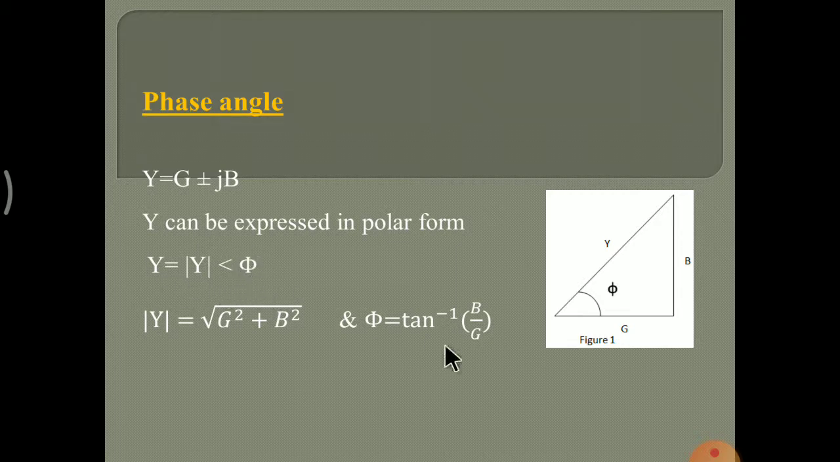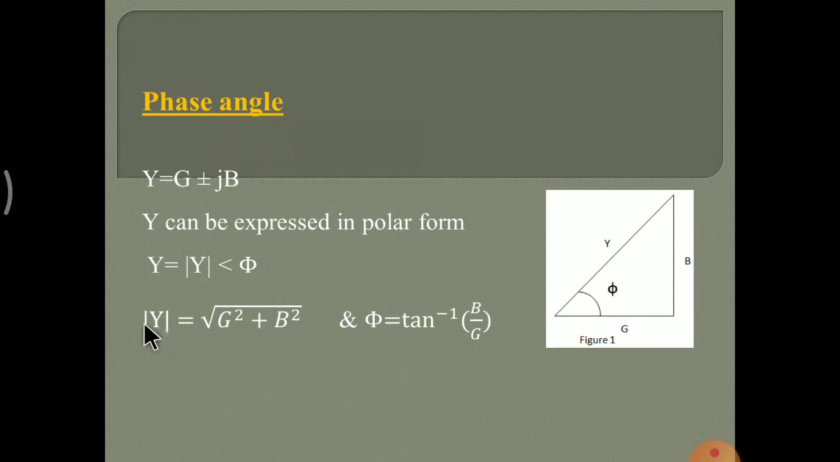Phi is the angle. This is the triangle for admittance, conductance and susceptance. This horizontal line shows conductance, this vertical line is susceptance, and this hypotenuse is admittance. This is angle phi. So by Pythagoras theorem, phi is equal to tan inverse B upon G.